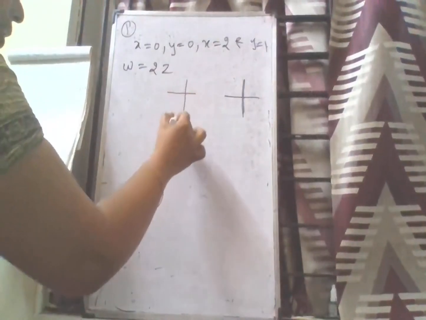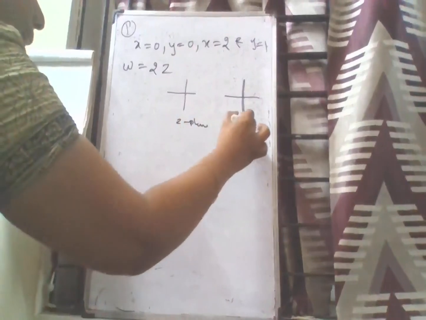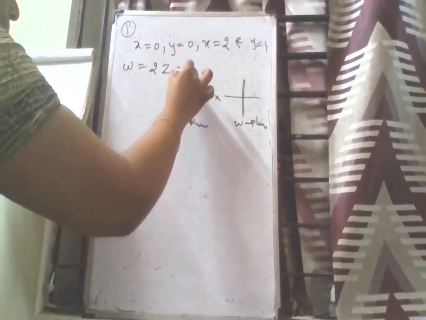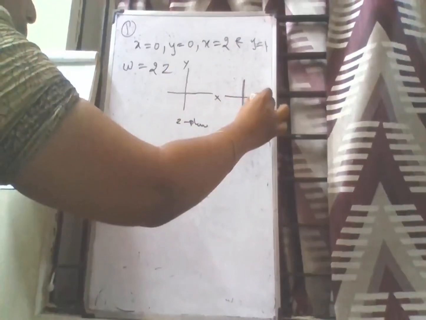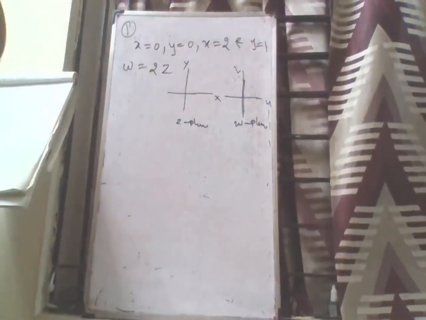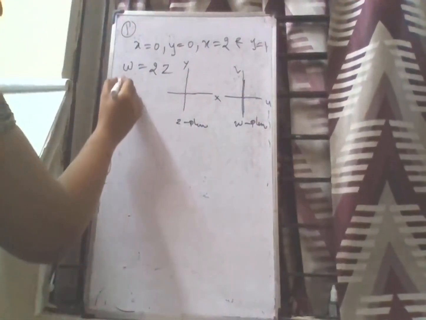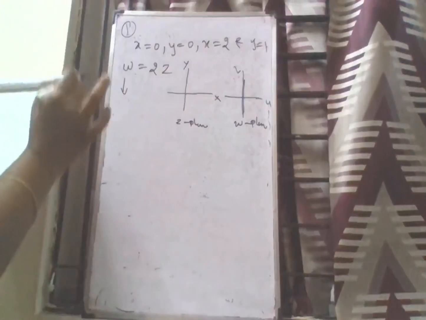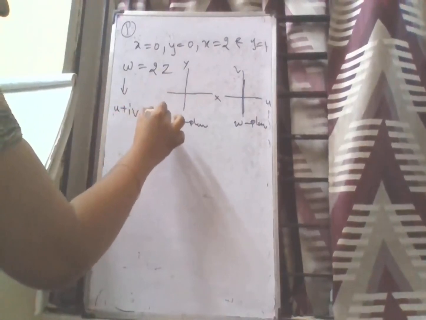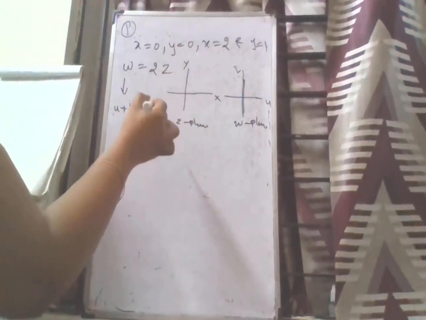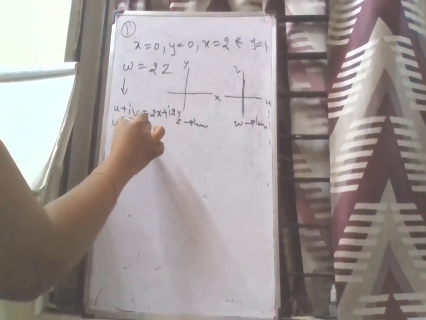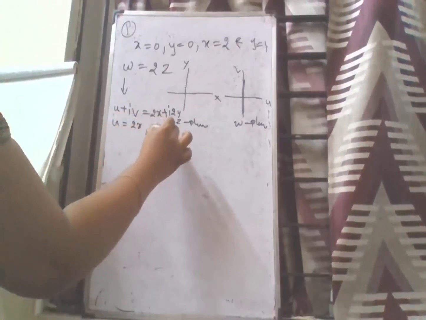See here, this is the z plane and this is the w plane. Here I have to define the x-axis and this one should be the y-axis. Similarly, this is your u-axis and this is your v-axis. Now I can take w as u plus iv, and here 2 times x plus iy, so i times 2y. So u is equal to 2x. What is the other one? v is equal to 2y.